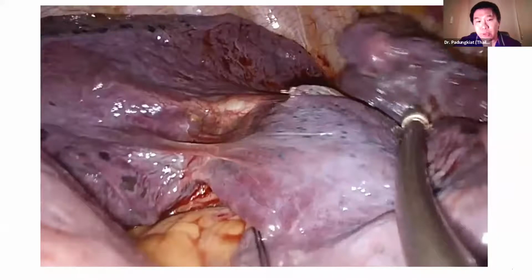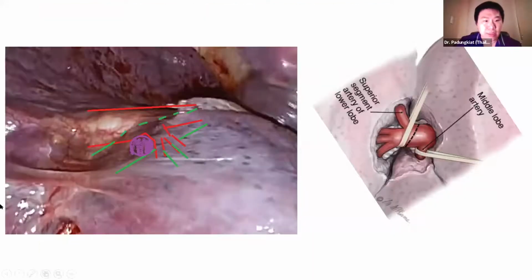So when you go through the fissure, if you're lucky, the fissure is totally complete like this. It's very easy. Either you want to do a right lower lobectomy or right middle lobectomy, you just go and mobilize the middle lobe up a little bit. You see the branch of the PA, and you always see the lymph node here, and the bronchus is right below the pulmonary artery. It's shown in this picture.